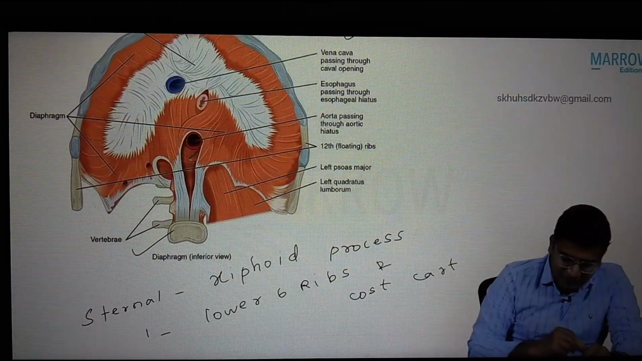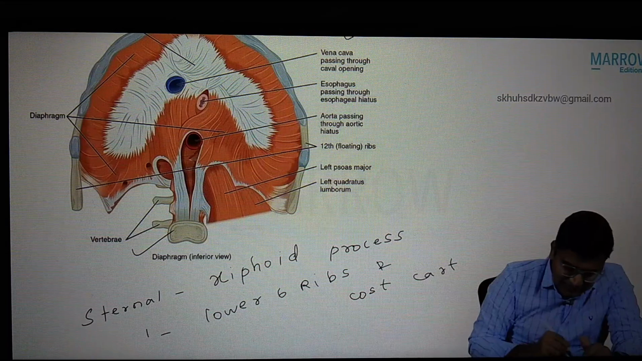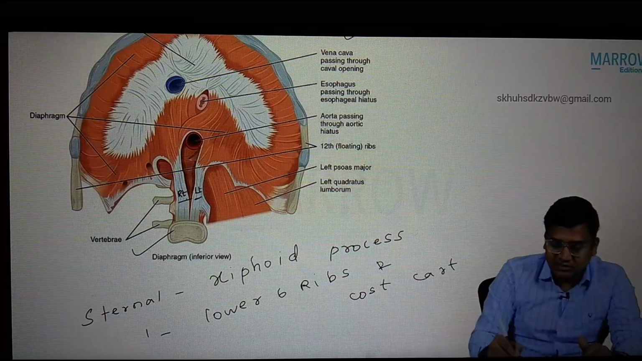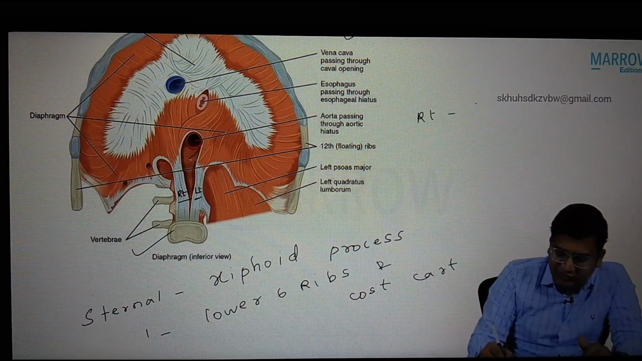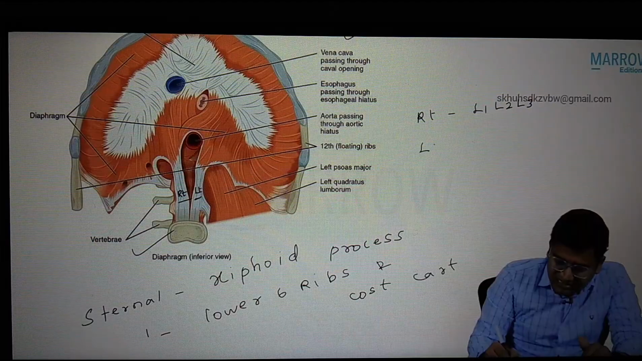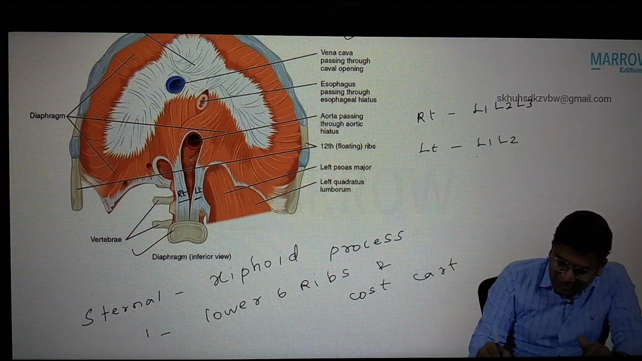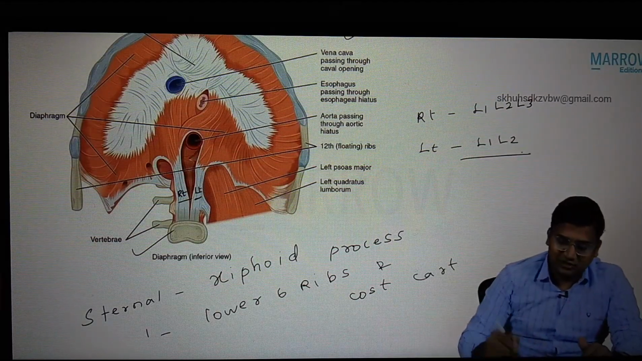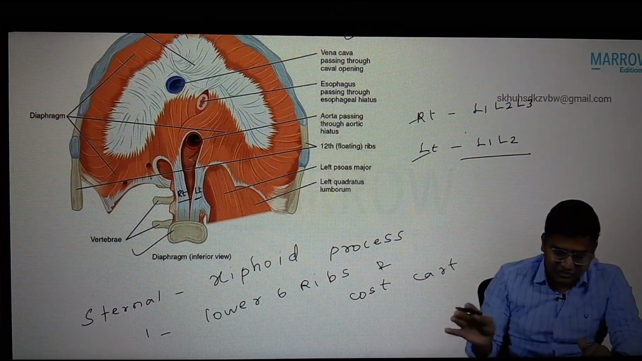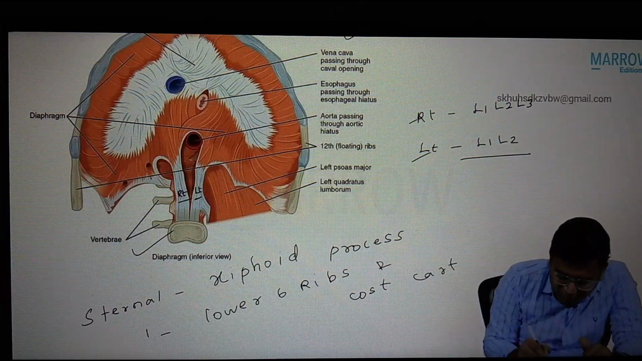So, the vertebral origin is from the crura, the right crus and the left crus. Now, this is the right crus and this is the left crus. The right crus is arising from L1, L2 and L3 vertebrae. The left crus is arising from L1 and L2 vertebrae. So right crus L1, L2, L3; left crus L1, L2. Crura over. Now we have the arcuate ligaments.